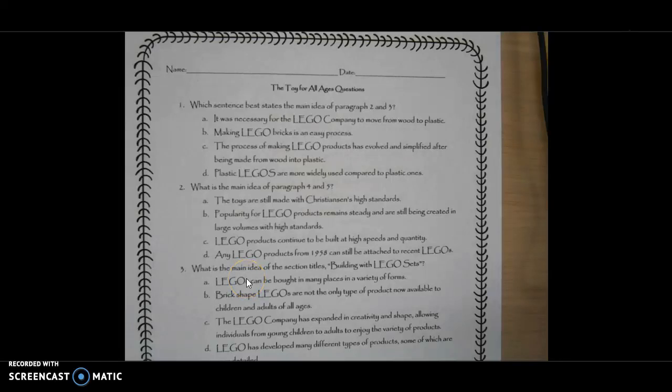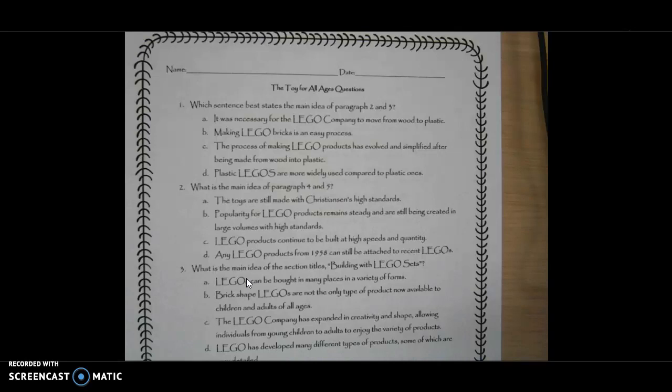The toy for all ages questions. Which sentence best states the main idea of paragraph 2 and 3? A. It was necessary for the Lego company to move from wood to plastic. B. Making Lego bricks is an easy process. C. The process of making Lego products has evolved and simplified after being made from wood into plastic. Or D. Plastic Legos are more widely used compared to plastic ones.